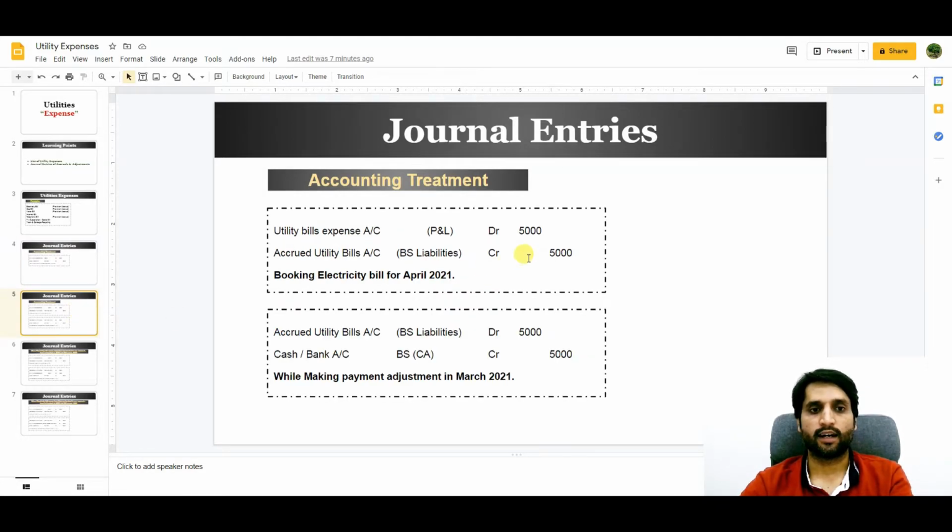Next, the utility bills. If the bill is for April, we need to book that consumption in April, and the bill we are receiving in March. So we make the utility bills expense account debit, and the accrued utility bills account, a balance sheet liability, will be credit. Here the liability will be created. When we need to make the adjustment of this bill, the accrued utility bills account liability will decrease by 5,000 and the cash or bank account will be credited by 5,000. This is the payment adjustment in March, because the bill was for April and we are making payment in March.